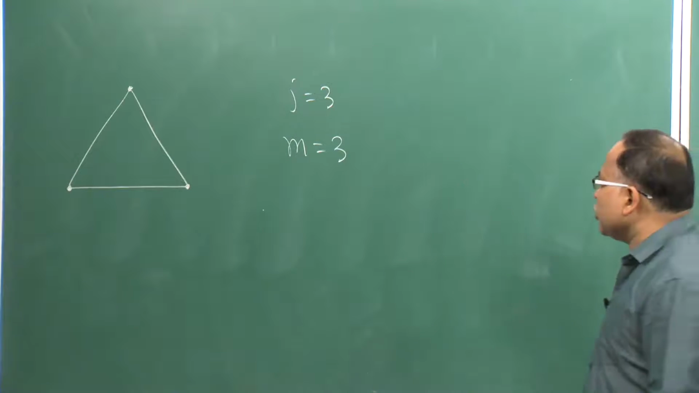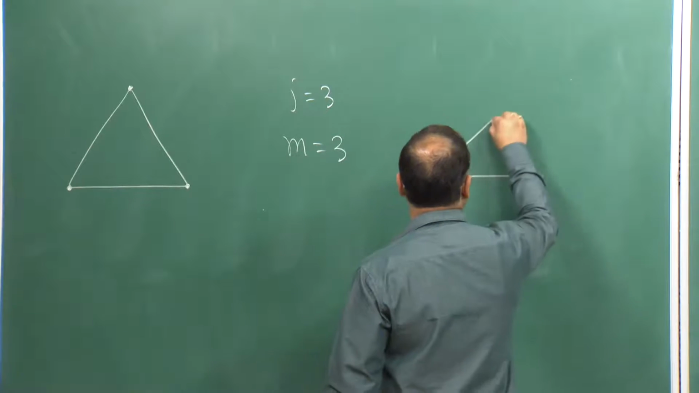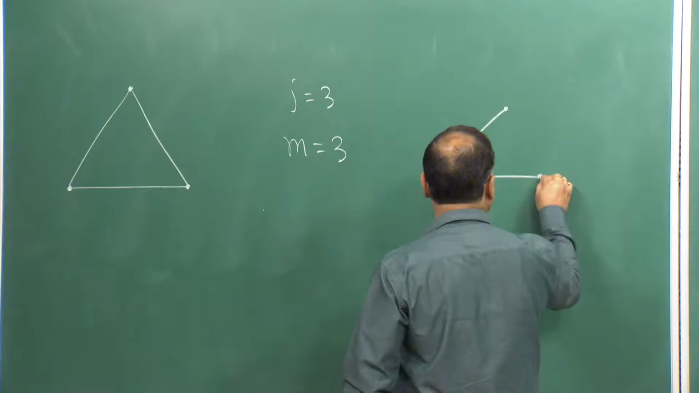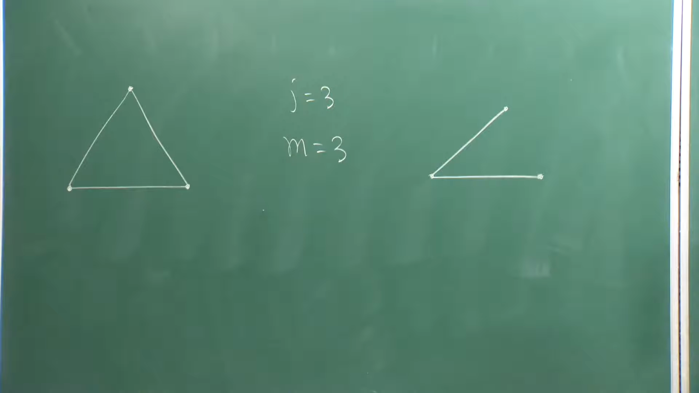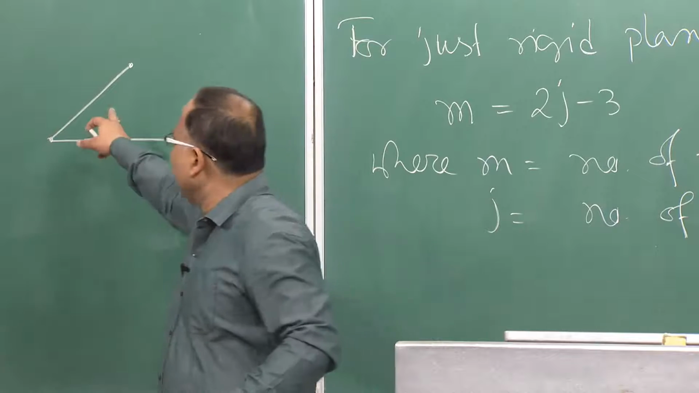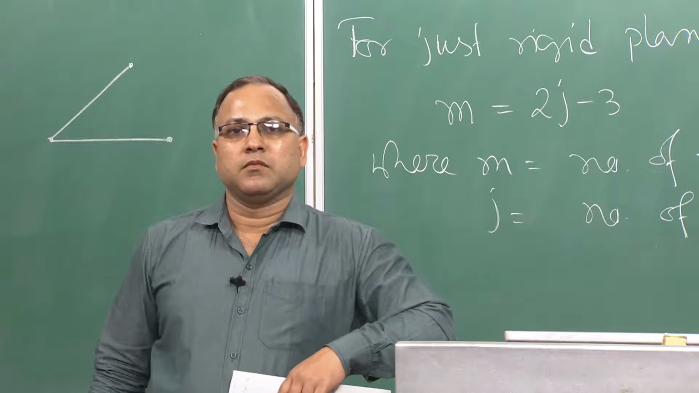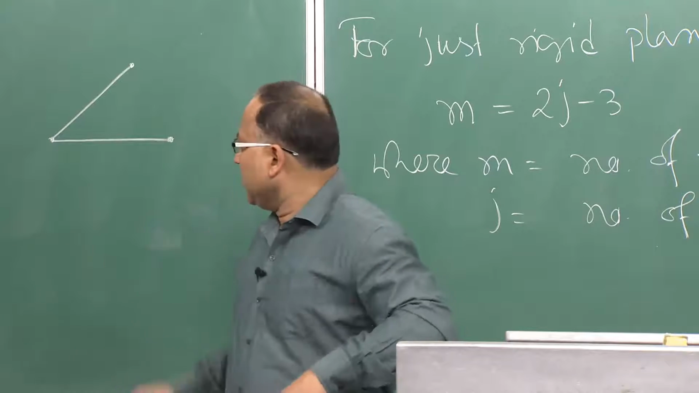Now, let us talk about 2 members. This is one member, this is another member. How many joints are there? 3. If you put in this equation, how many members you should get? 3, but you have only 2 members. Therefore, it cannot be the rigid structure. So, this is a check by which you can check the rigidity of the structure.